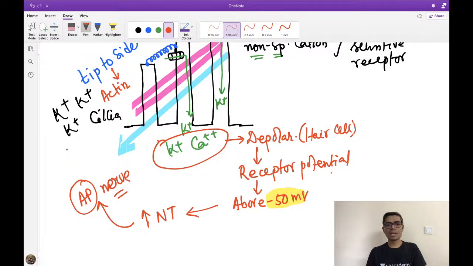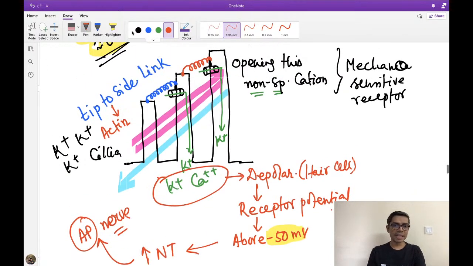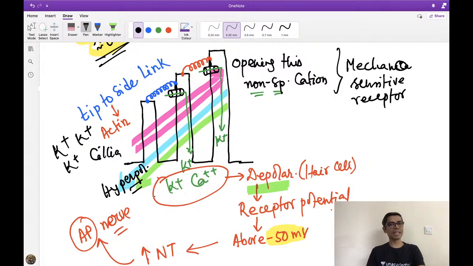Getting my point? But if all of the hairs are moving in the opposite direction like this, rather than depolarization, there will be hyperpolarization of this receptor cell. That's why if there is hyperpolarization, sound transduction is not going to happen.